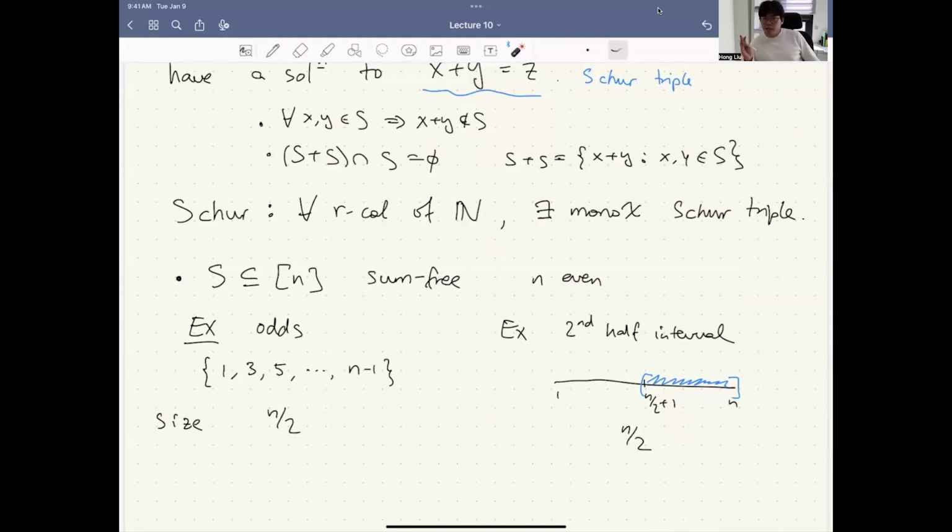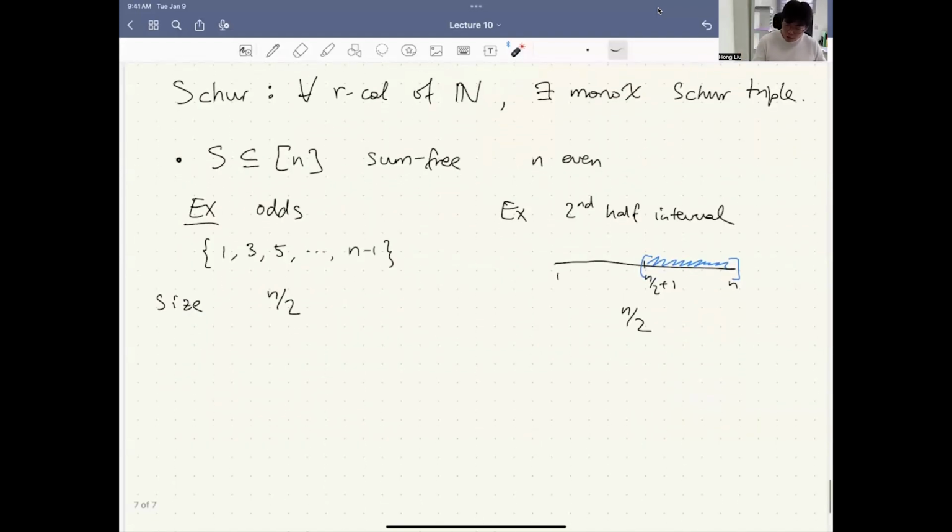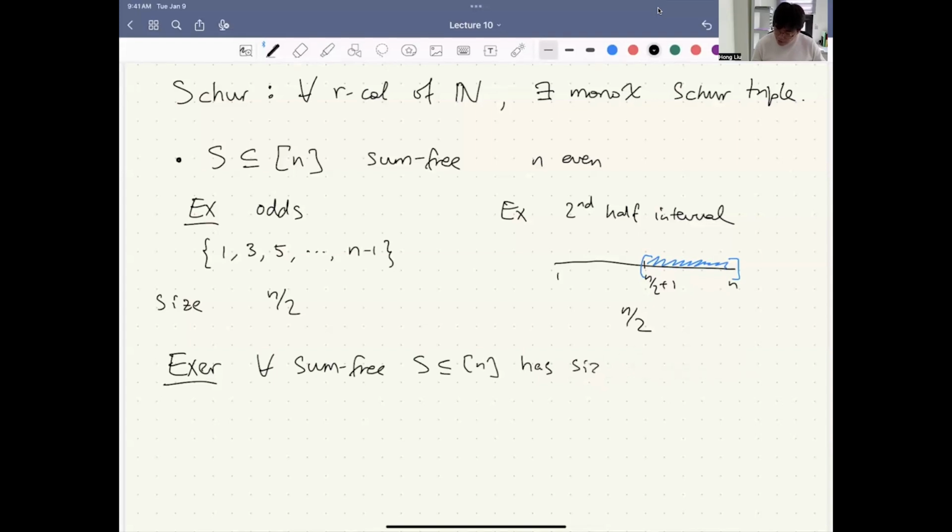I'll leave as an exercise to show that you cannot go beyond that. The maximum size is n over 2. So, exercise: every sum-free S in [n] has size at most n over 2.